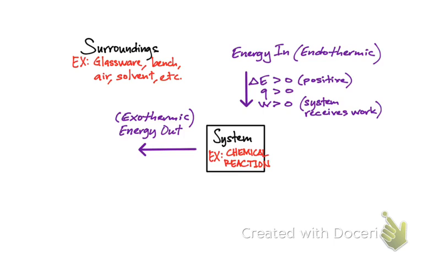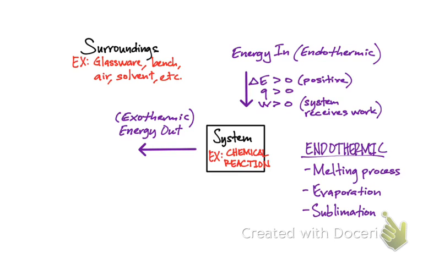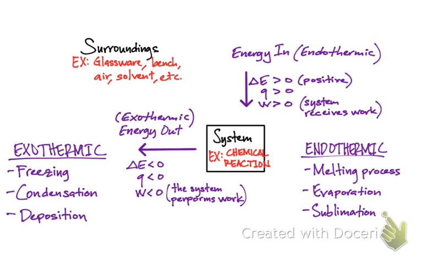These are the sign conventions, and here are some examples of an endothermic process: melting, evaporation, and sublimation. These are the sign conventions when energy is leaving the system. And here are a few examples of an exothermic process: freezing, condensation, and deposition.